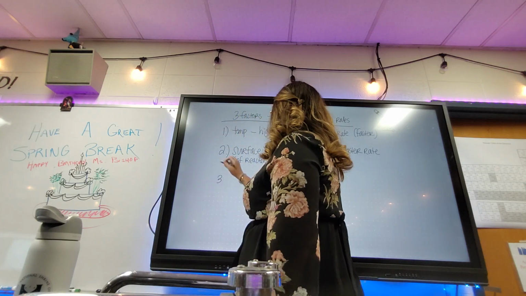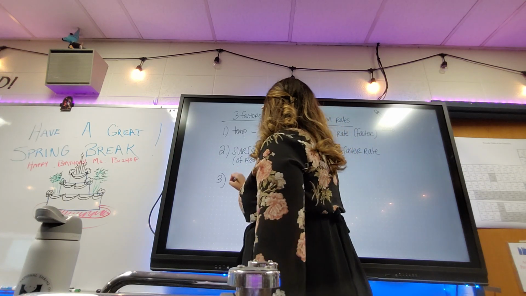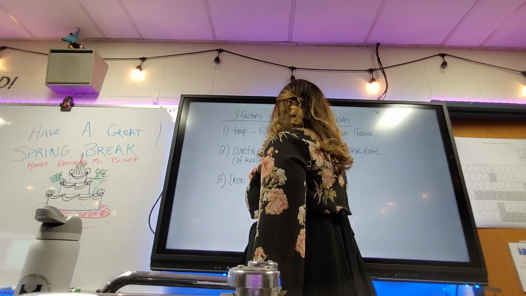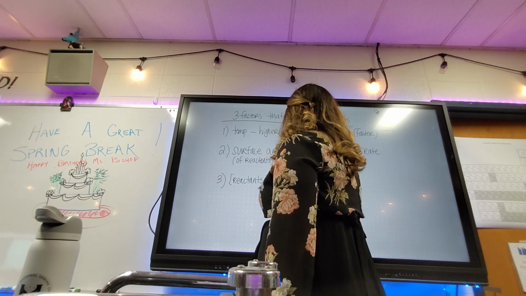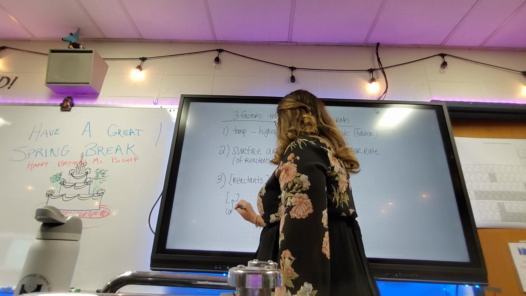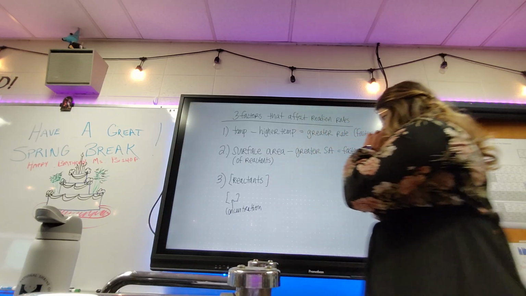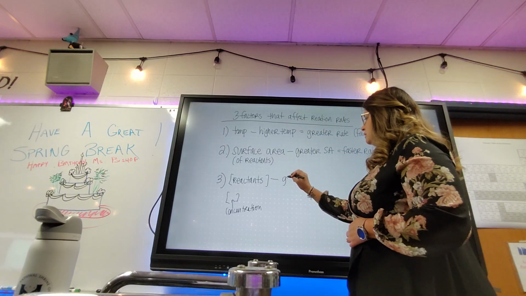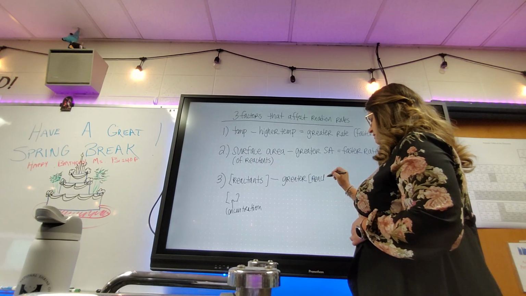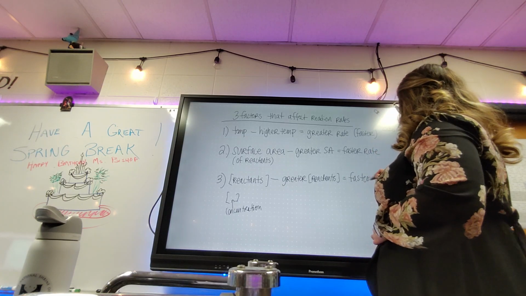That was janky. The third factor that affects reaction rate is the concentration of your reactants. These square brackets mean concentration. The greater the concentration of your reactants, the faster the rate of your reaction.